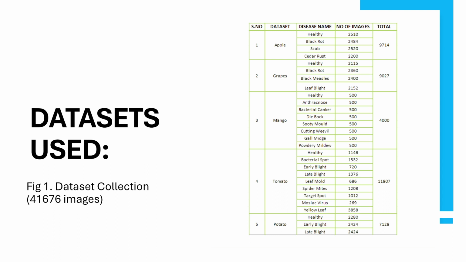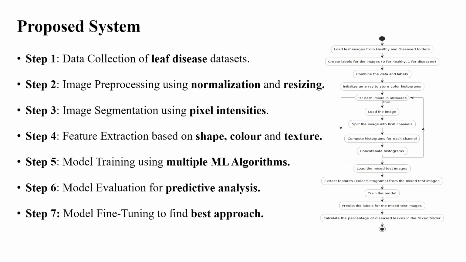It consists of 5 different leaf datasets, which are apple leaves, grape leaves, mango leaves, tomato leaves, and potato leaves. These leaf datasets comprise various diseases within them. On the whole, we have gathered around 14,676 images for our analysis. So this is the proposed system.